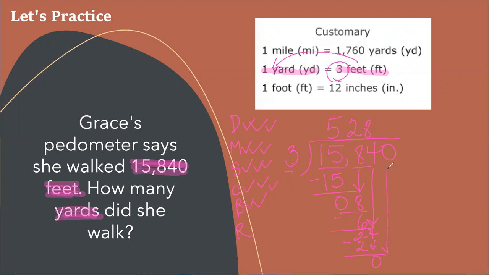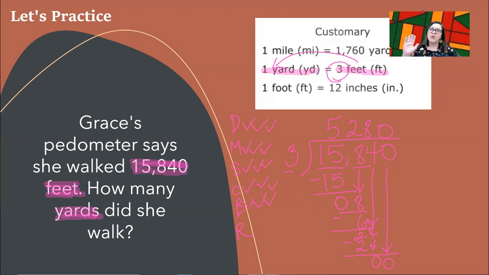I do have one more digit to bring down. It is a 0, but I still have to start over even though it's a 0 I brought down. 0 divided by 3 is 0. We know that 0 times 3 is 0, and 0 minus 0 is 0, and therefore our remainder is 0, so we don't need to do anything with that. So I have determined that Grace has walked a total of 5,280 yards. Does your answer match mine?